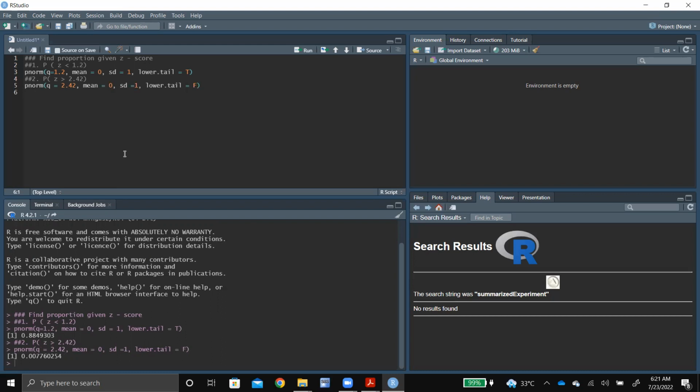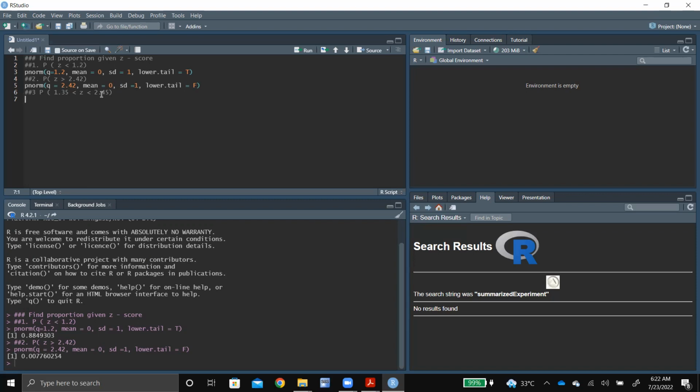Now, what if you want to find a probability in between? That is, we want to find the probability that z is in between 1.35 and 2.45. How can we find this? Since 2.45 is higher than 1.35, first we need to find the probability of z less than 2.45, that is, the lower tail equals true, and from that we should subtract the probability of z less than 1.35.